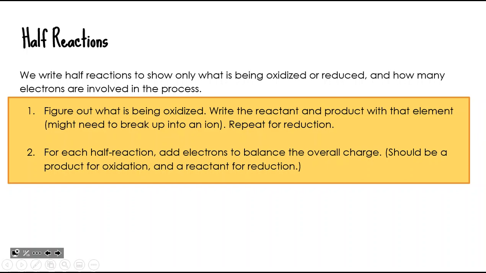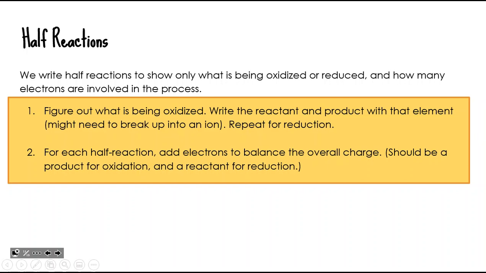Figuring out what's being oxidized, write out the reactant and product of that element. You might need to break it apart into its oxidation state. If it's in a compound, you have to break it apart like it looks like an ion. And you would do the same thing for reduction. And you balance those. Then for each half reaction, you're going to add electrons to either side to make the charges equal on both sides of the arrow.